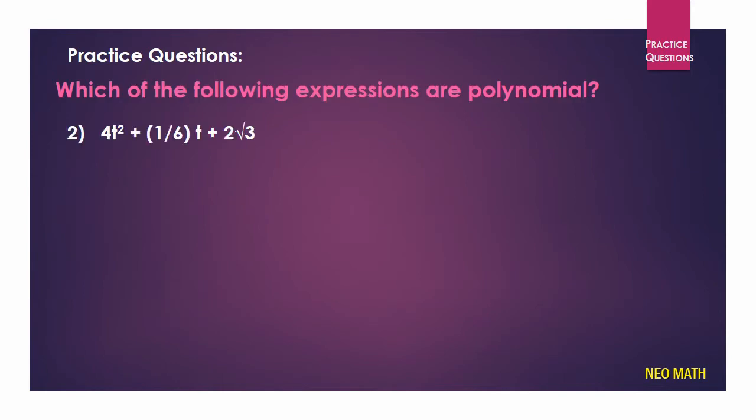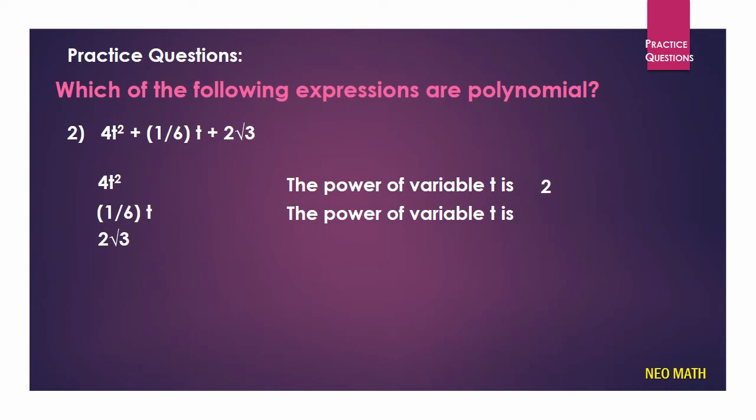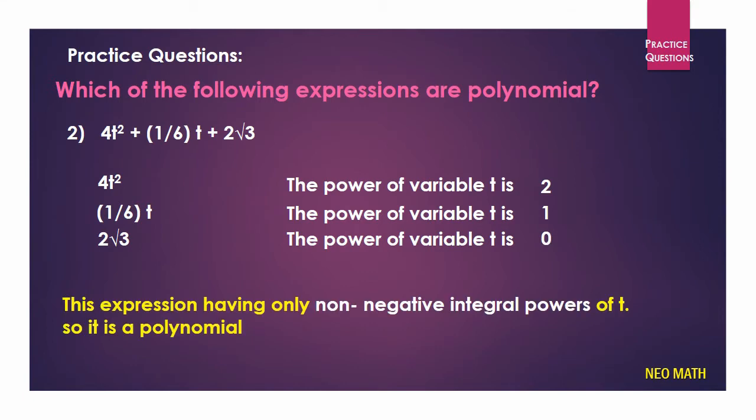Question number 2. 4t square plus 1 by 6t plus 2 root 3. Here we have three terms, 4t square, 1 by 6t, 2 root 3. The power of variable t in the first term is 2. The power of variable t in the second term is 1. The power of variable t in the third term is 0. So this expression has only non-negative integral powers of t, that is whole numbers, so it is a polynomial.